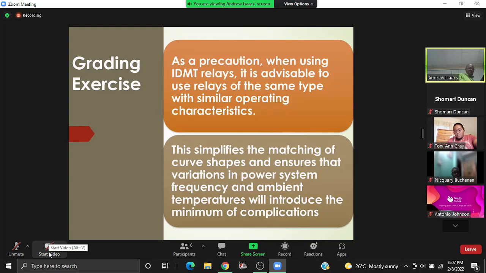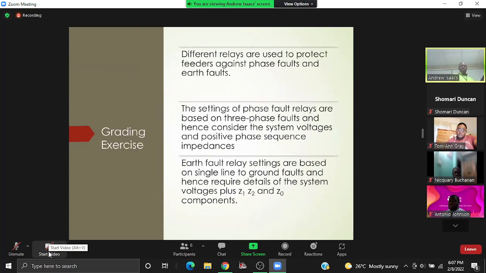Another point I want to make before we jump into the exercise. In terms of the relays, you're not going to use the same relay to protect against phase fault as against earth fault, because of course the settings are going to be different. For your phase faults, you're going to be using the three phase fault current. Even though we didn't do any such calculation, you would have seen it in the lab. For your three phase fault current, you're going to need just the voltage and the positive sequence values.